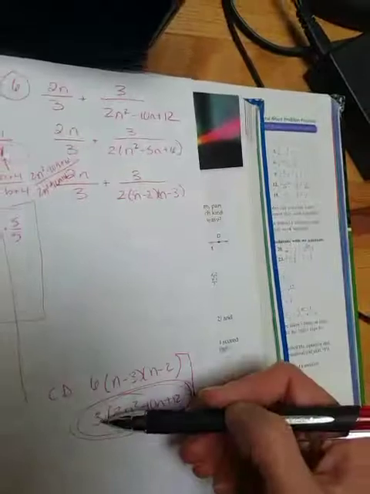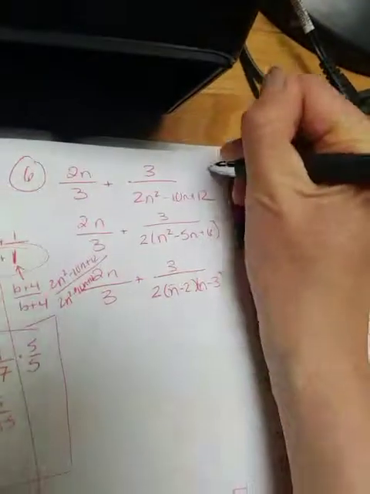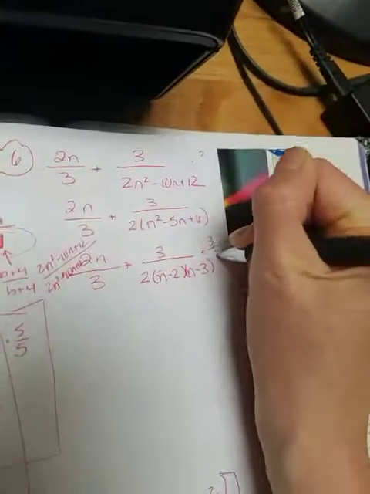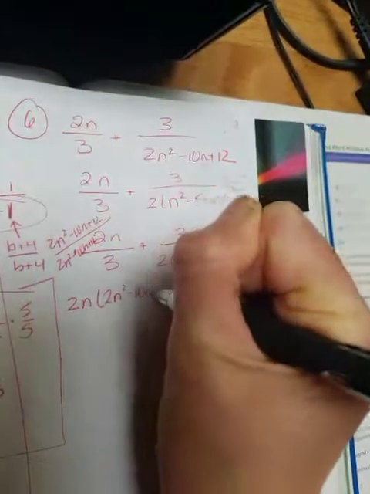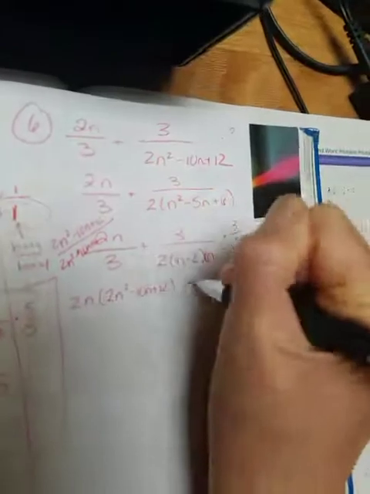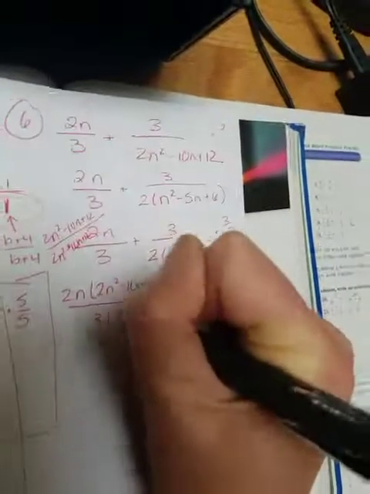It needs a 3 right here. So that means I have to multiply the top and bottom, let's do it down here, by 3. Okay, so I have a 2n times, just writing out what we have because writing things on a slant is not really great, plus 3 times 3 is 9, and now they both have the same denominator.